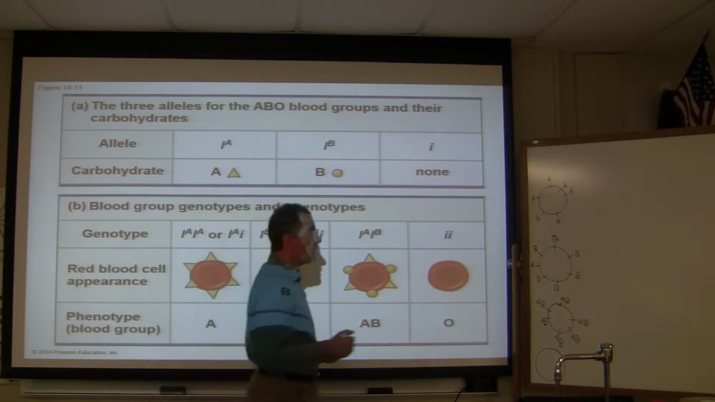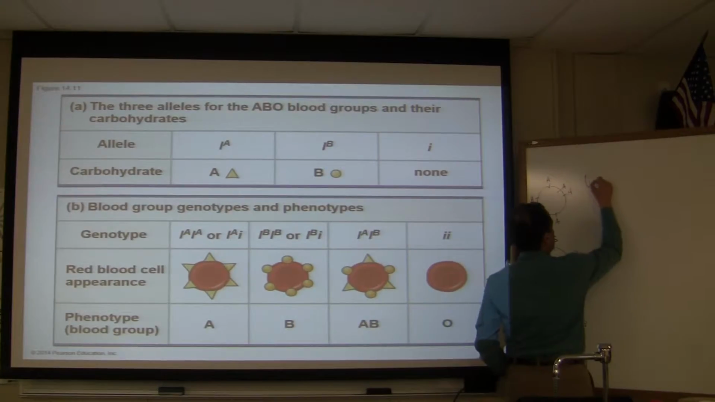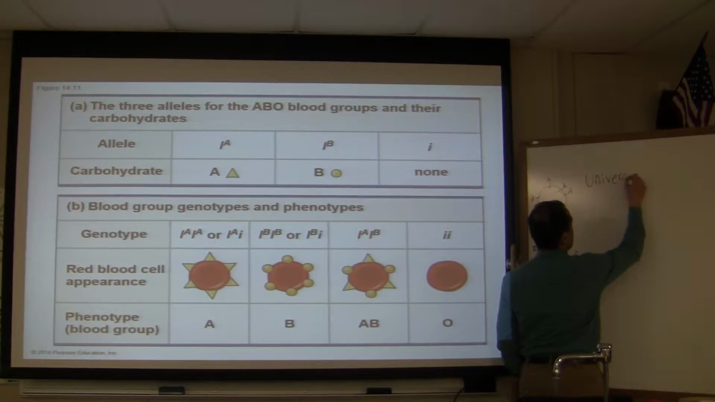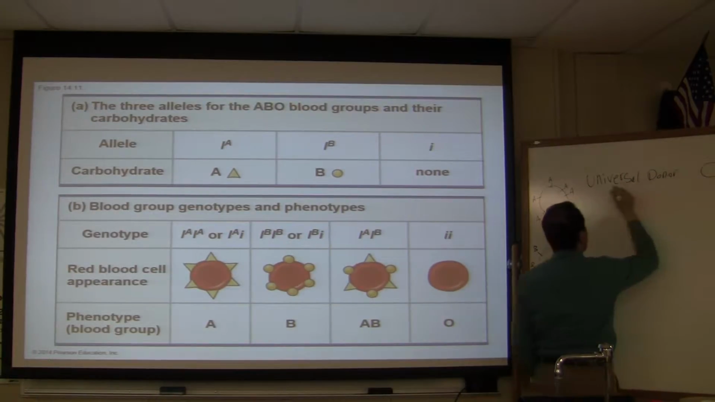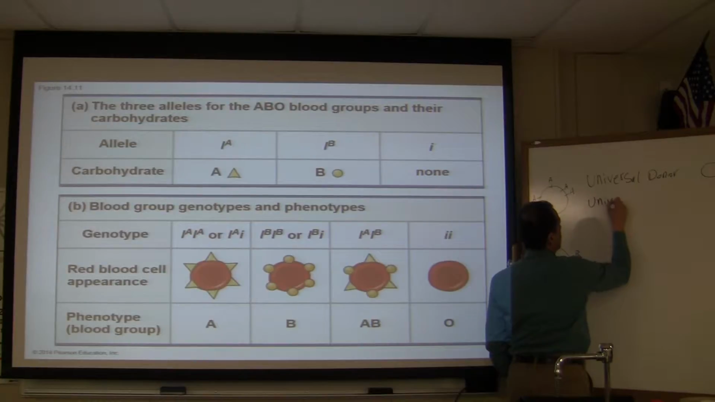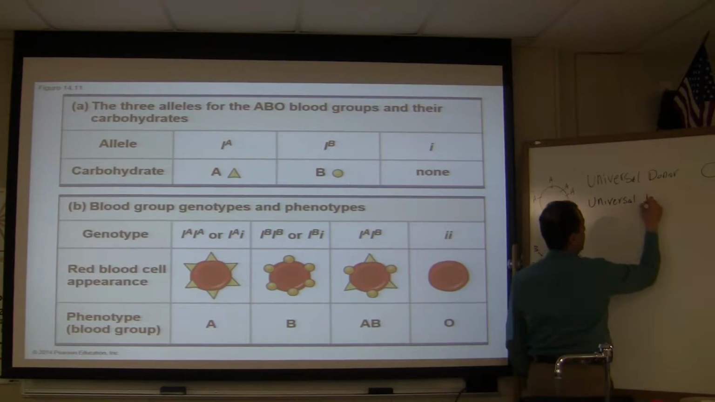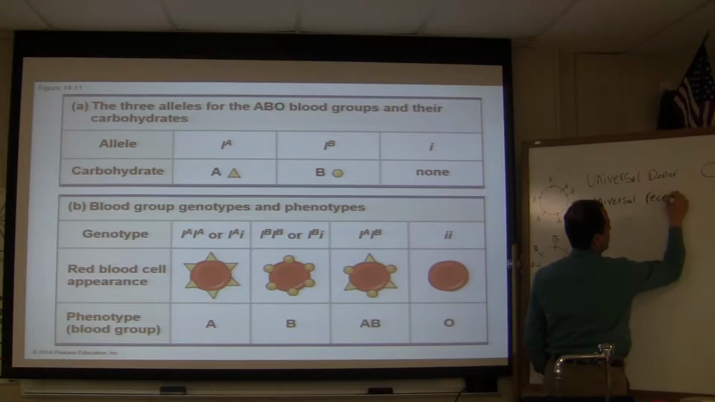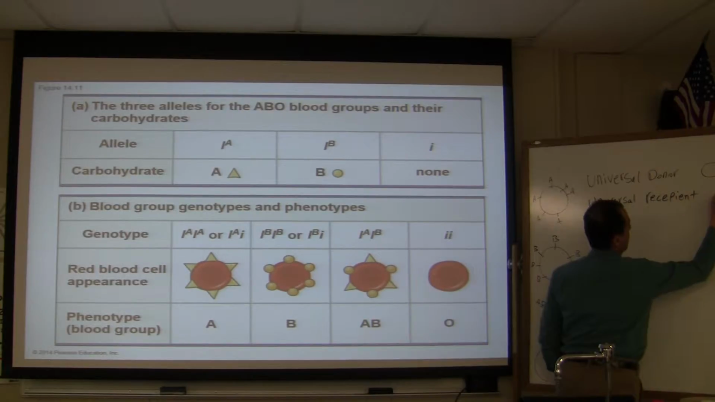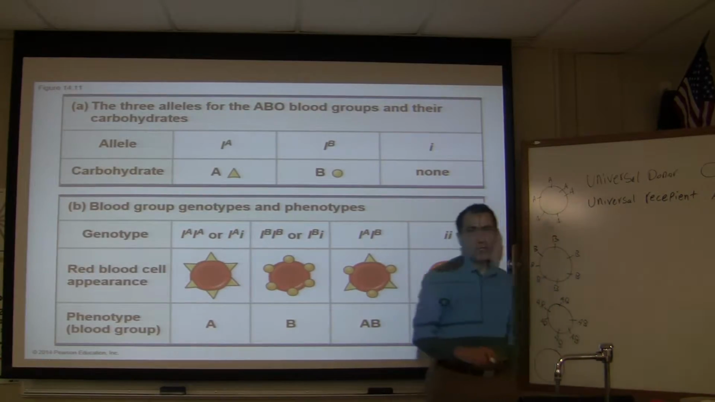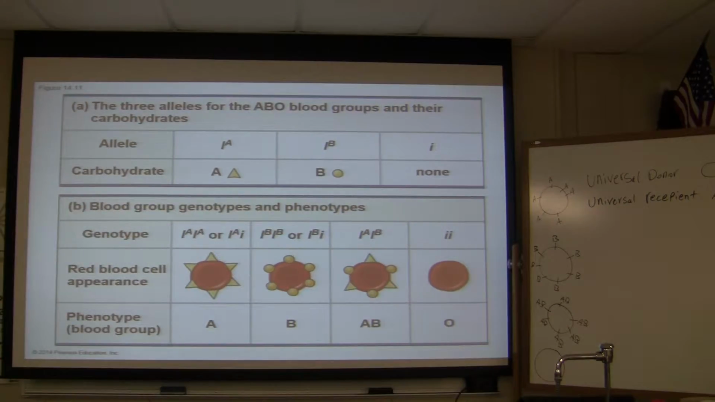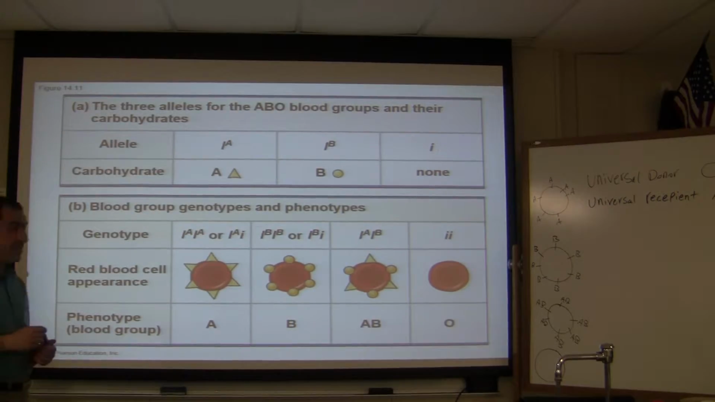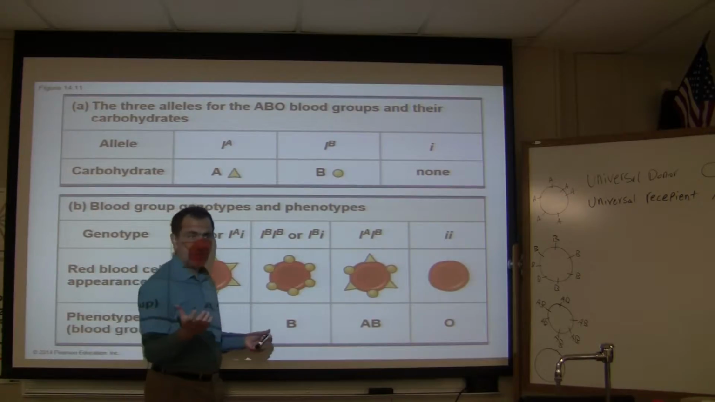So the two terms: the universal donor is blood type O, and the universal recipient is the blood type AB person. Universal recipient, meaning it can receive blood from anyone, is the AB person. Universal donor is blood type O people.